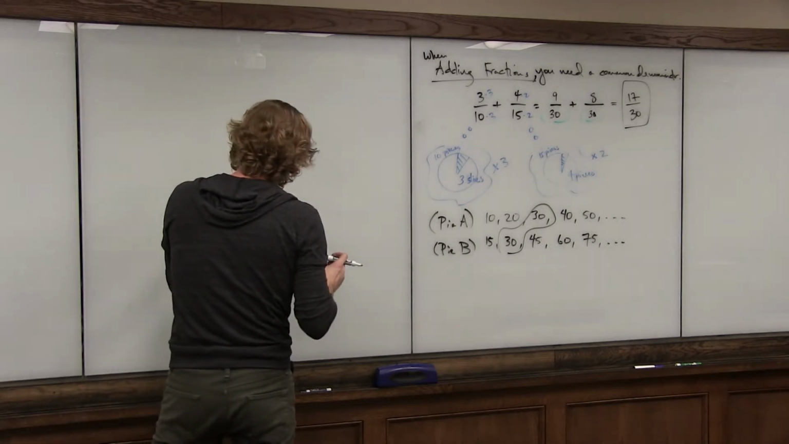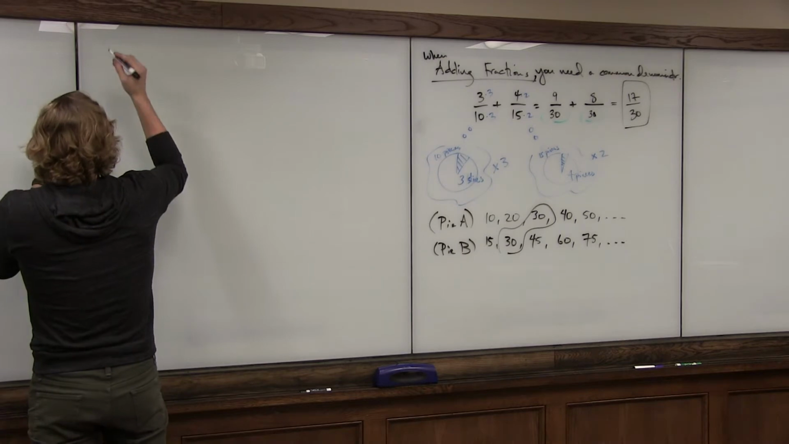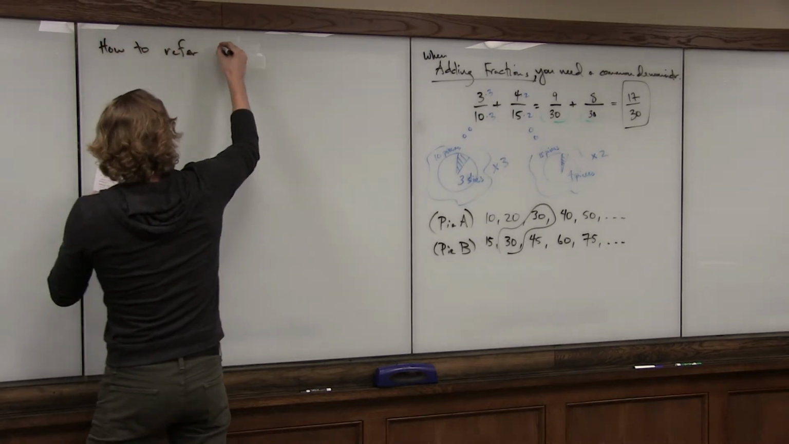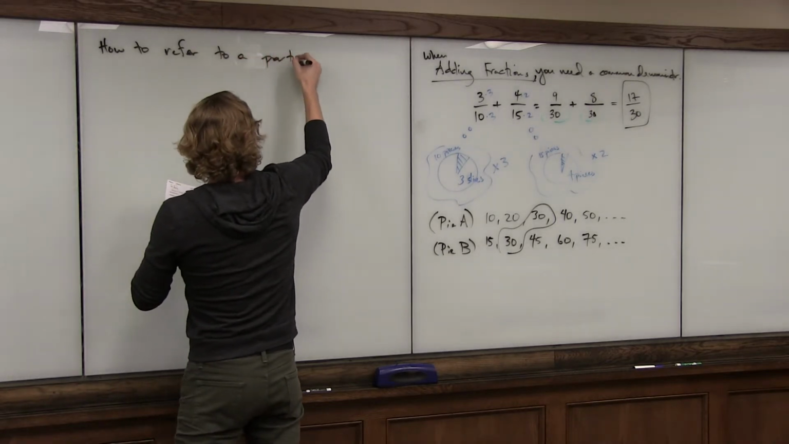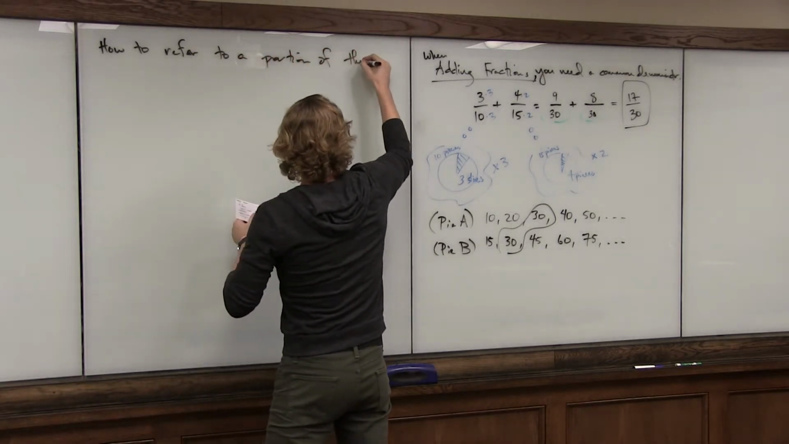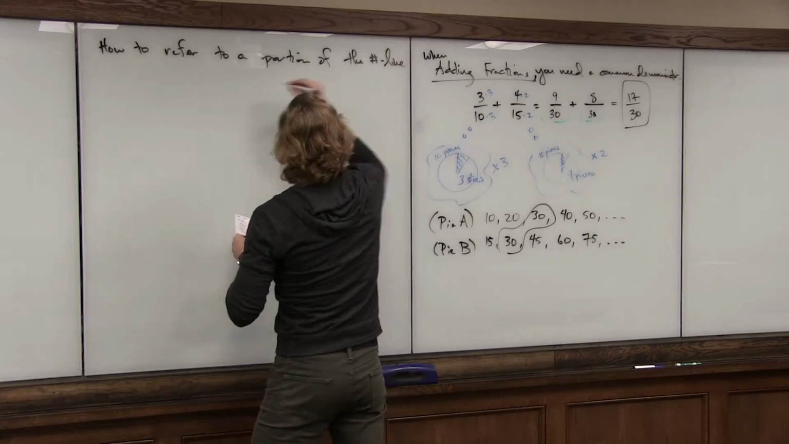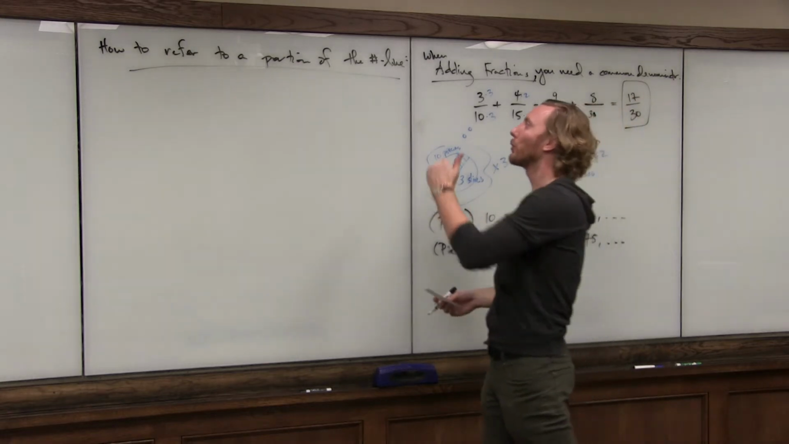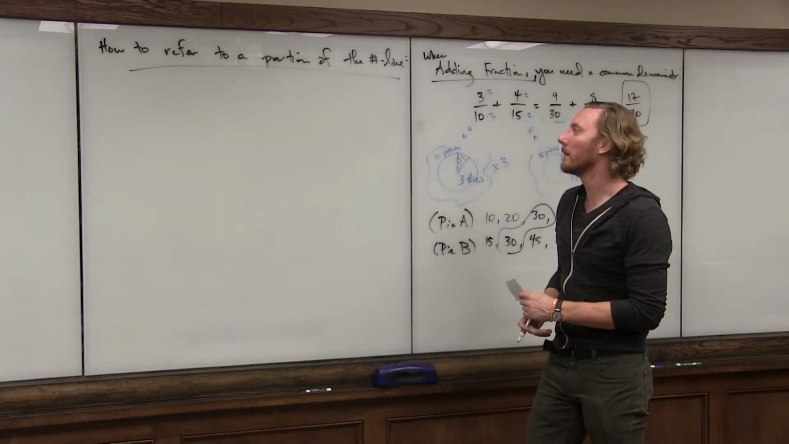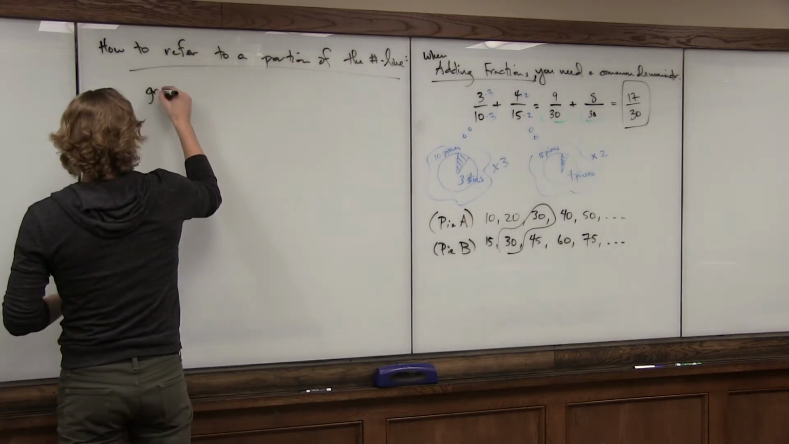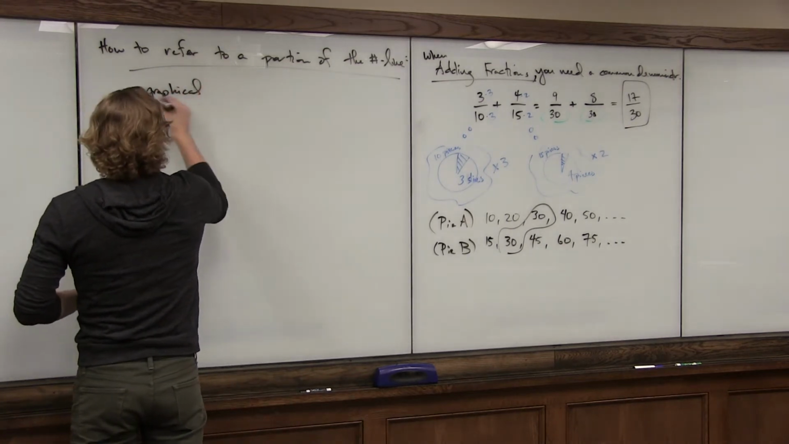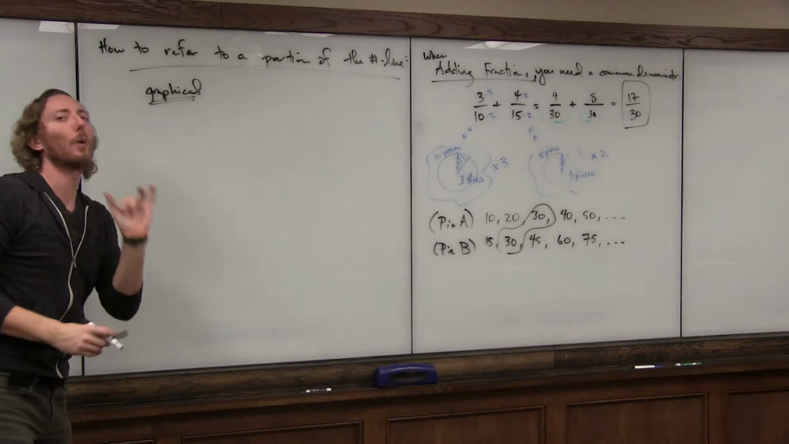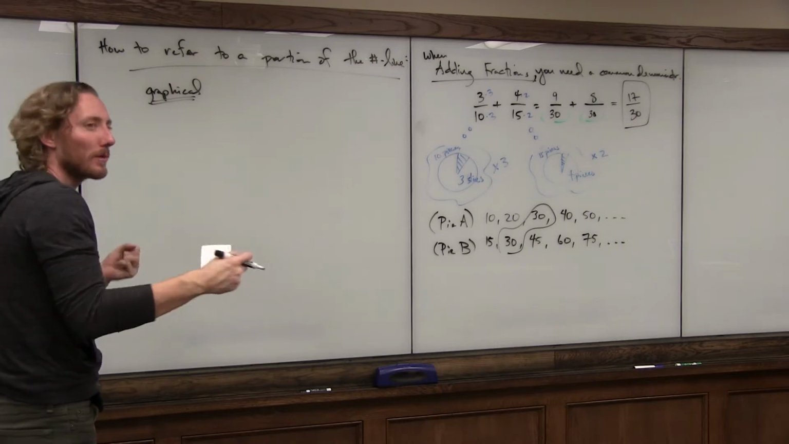Alright, 2 more things and we will be finished for the day. So, first, how to refer to a portion of the number line. I'm going to give us 3 ways to refer to a portion of the number line. One way, graphical. Occasionally during the semester, we will make things graphical, make things pictorial, make things almost like a visualization.